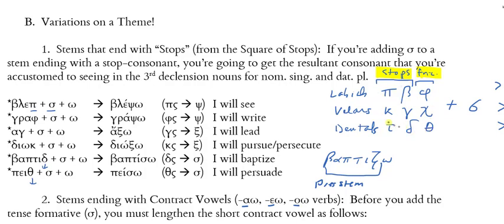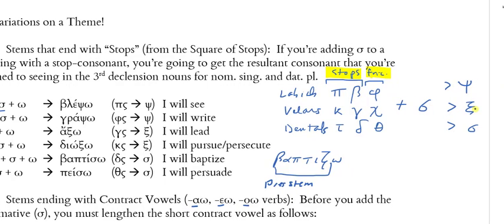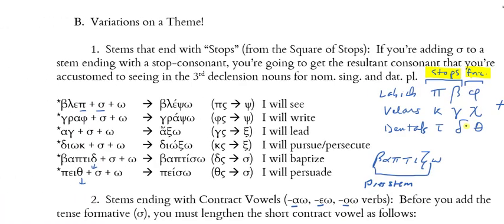What did we learn about these stops? When I add a sigma to them, they become the combination consonants: psi, if it's a labial plus a sigma. Velars plus a sigma become xi. Dentals plus sigma. What happens there? Yes, the dentals fall out before the sigma. Remember, in Greek, the teeth fall out. Dentals are teeth. Consonants formed with the teeth. Okay? So you can see that this is going to be a problem when we're adding a sigma to a verb whose future active stem ends with a stop consonant.